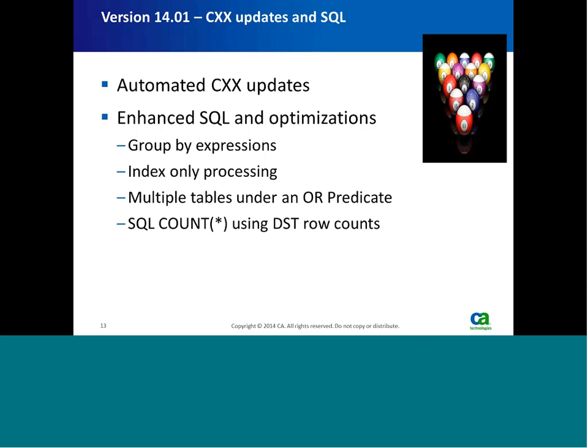Since we now have the dynamic system tables and we have the correct row counts kept in MUF memory and we have the automated CXX updates that keep those row counts correct, we can basically change the SQL count asterisk command to use those row counts rather than actually go out and read through every row in order to tell you how many rows are on a table. There's a significant number of small SQL enhancements and optimizations that we've delivered as part of the 1401 project.